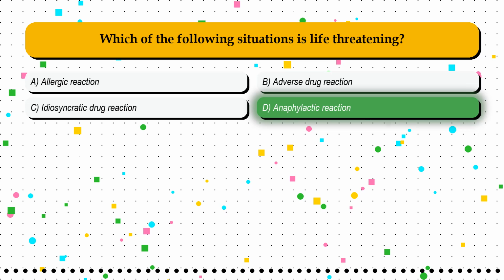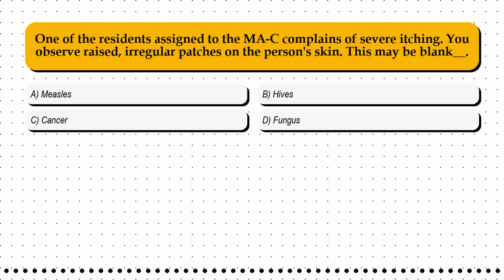The correct answer is option D, anaphylactic reaction. Question 69. One of the residents assigned to the MACE complains of severe itching. You observe raised, irregular patches on the person's skin. This may be blank blank. Option A, measles. Option B, hives. Option C, cancer. Option D, a fungus.